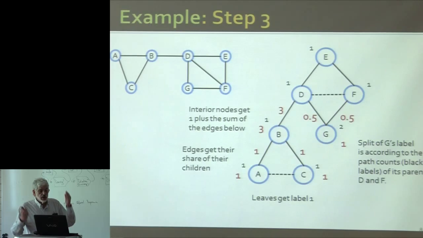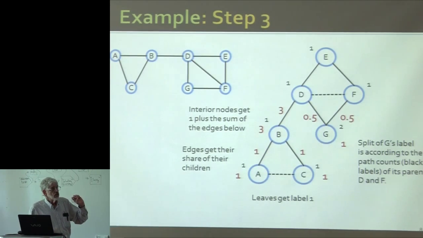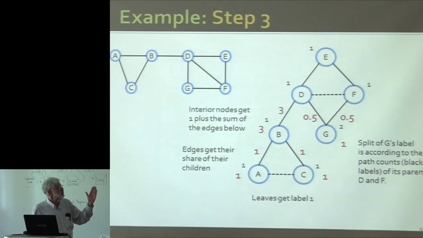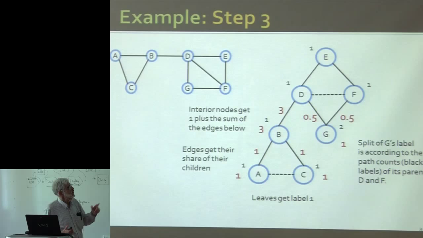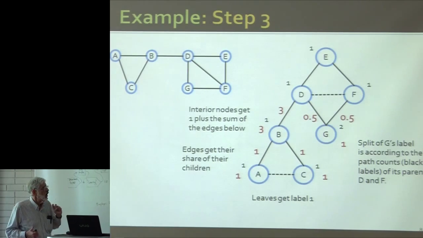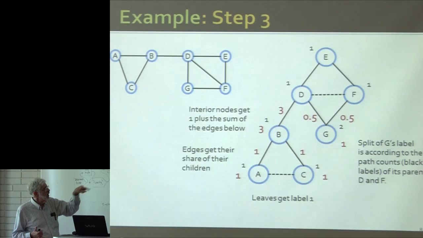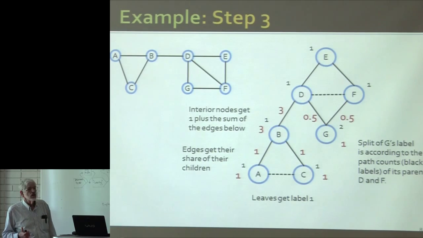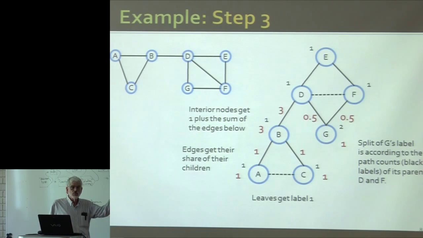Now, again, working up, the labels of the nodes get shared among all the edges to parents. In the case of the edge D to B, it gets the full share of B's label, so it gets a label 3. In the case of the edges into G, they each get half of the red label of G, saying half of a shortest path goes through DG, half goes through FG. And again, the reason it's split half-half is because the black labels of D and F are equal. If the black label of D had been 5 and the black label of F had been 3, then the edge DG would get 5/8 as its label.